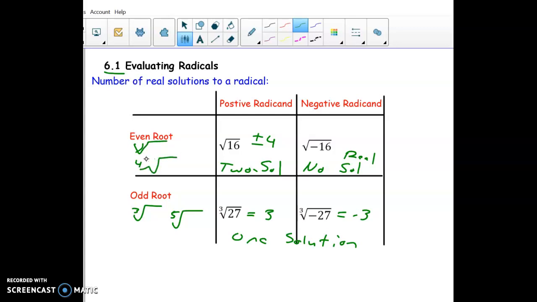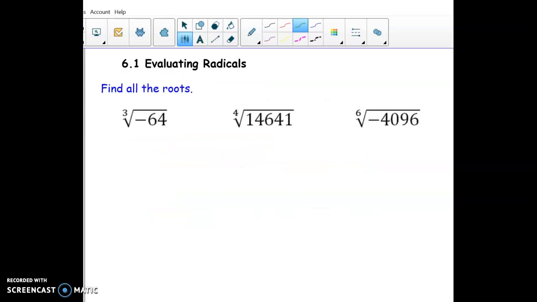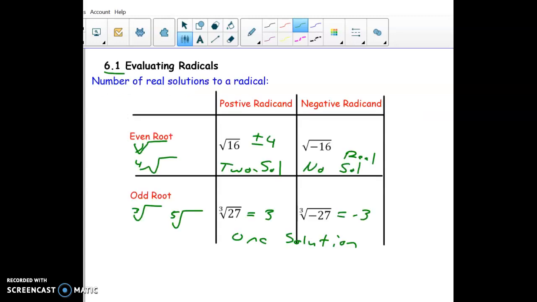Any even root, you'll either have two or none, depending if the radicand, the number underneath the radical, is positive or negative. All right, so here's 3 questions for you to try based on that information. Reference that chart. Hopefully you got it somewhere in your notes, but reference this as you complete these questions.